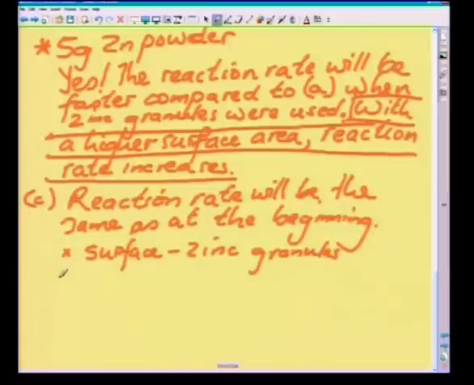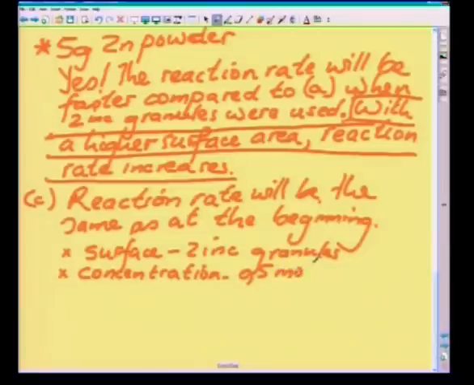Okay? Two, another factor there that will affect the rate of reaction is actually the concentration. We started with 0.5 mole per cubic decimeter. We're still working with 0.5 mole per cubic decimeter. The only thing that has been changed, let me put a dot to it, is the amount of acid.